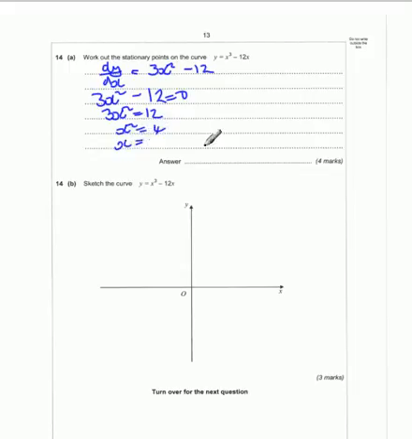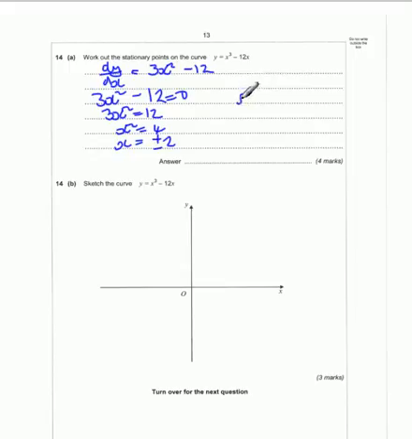And then solving that, taking the square root gives us plus or minus 2. So there's two stationary points here. One when x is plus 2 and one when x is minus 2. We want the point, so we need to find the y value as well.